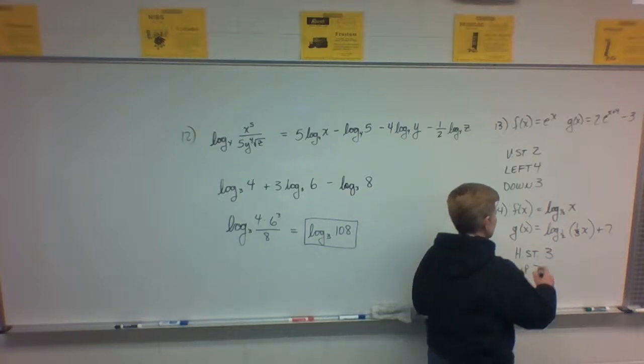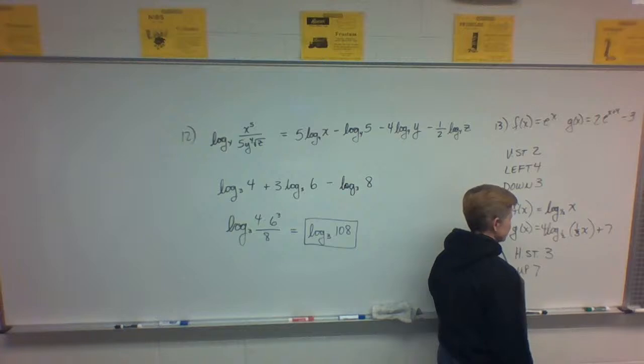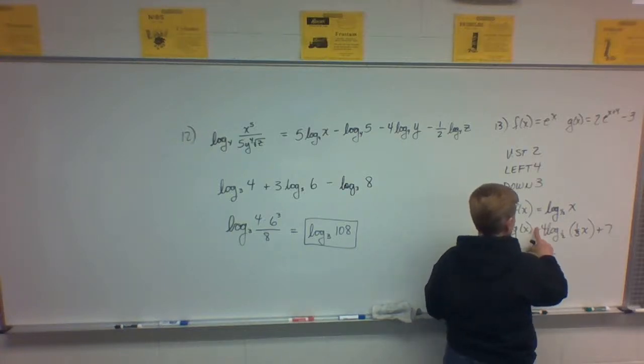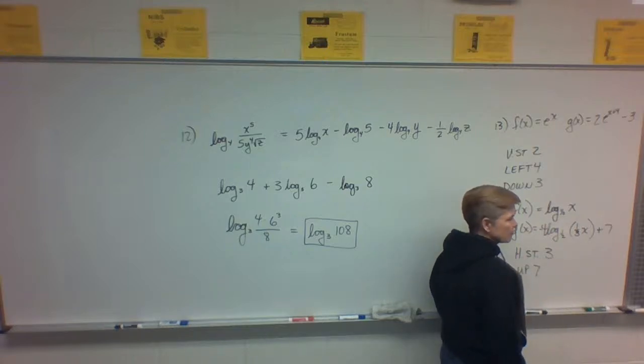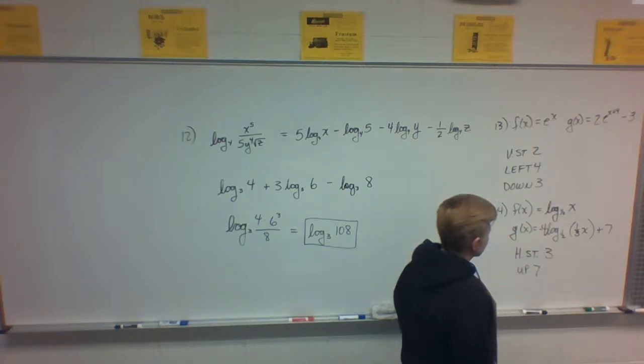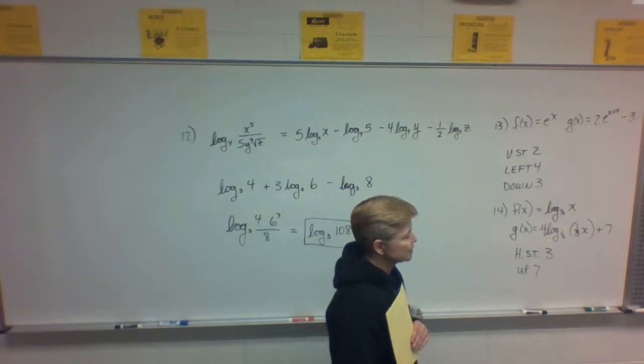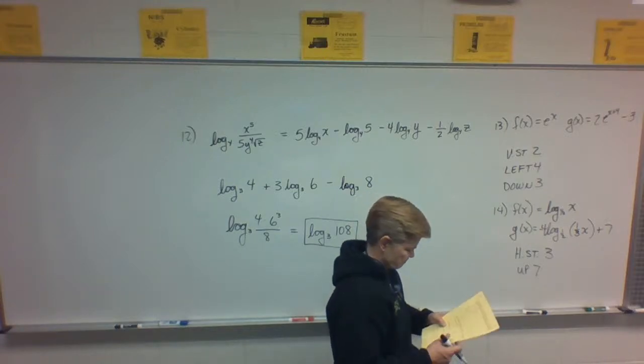If I had put a 4 right here, what would you say it is? What would be in addition to this? Vertical stretch of 4. What if I put a -4 in the front of it? Vertical stretch of 4 reflected over the x-axis. So you could have any of those things in there.